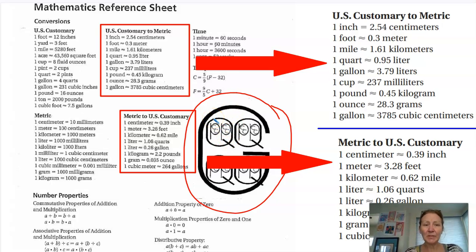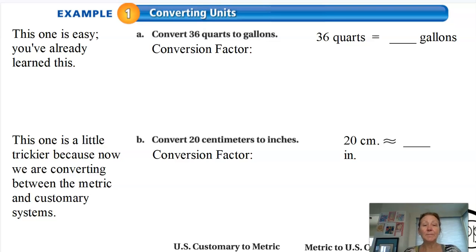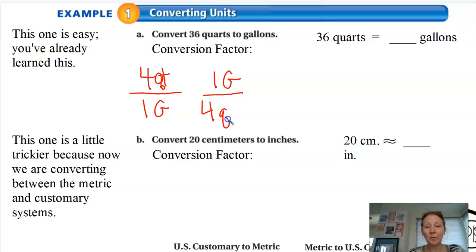Crazy, right? The US customary system has a lot of different things that you have to memorize. Okay, so here's an example. When you're converting quarts to gallons, you should know, or hopefully you do know, that there are 4 quarts for every 1 gallon, or I write 1 gallon for every 4 quarts.